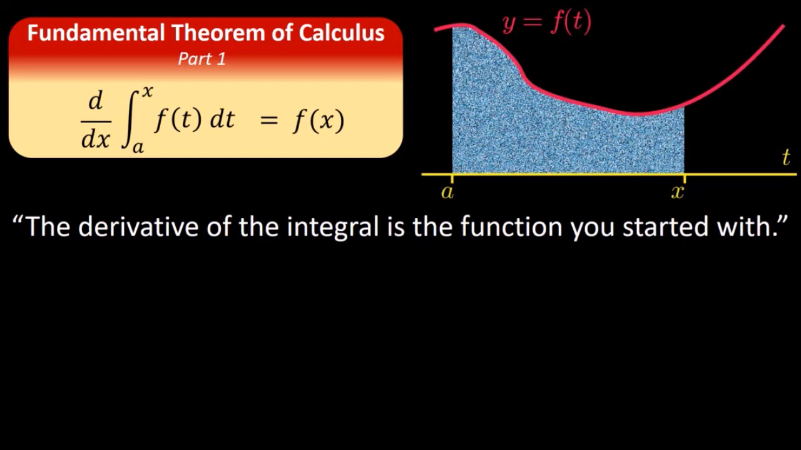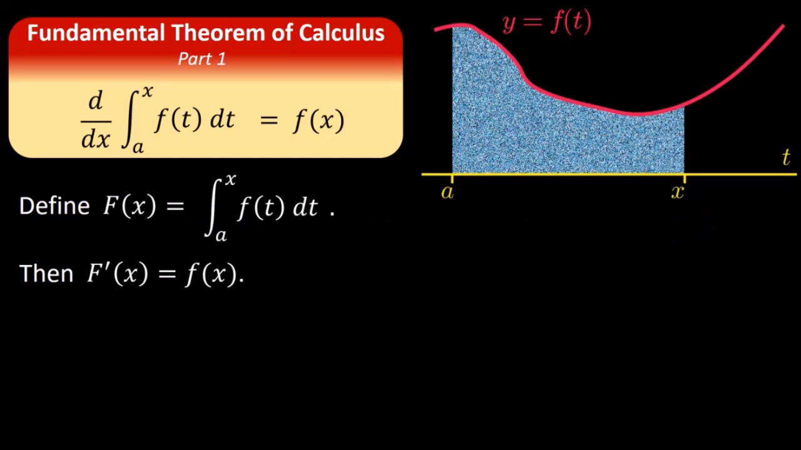So glossing over the fine print, this is a way to paraphrase the theorem. Let me say a little bit more about what our theorem is about. And once again, I'm going to use capital F for this integral inside the theorem. So it's the integral from a to x. Now the theorem says that the derivative of capital F is little f.